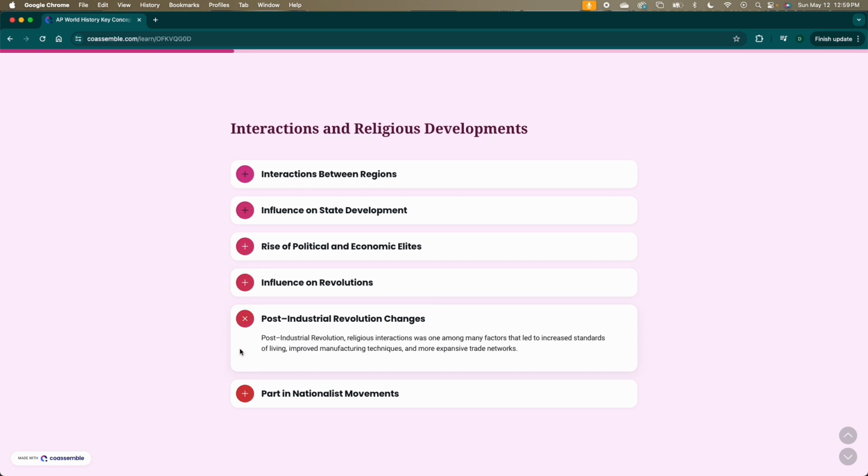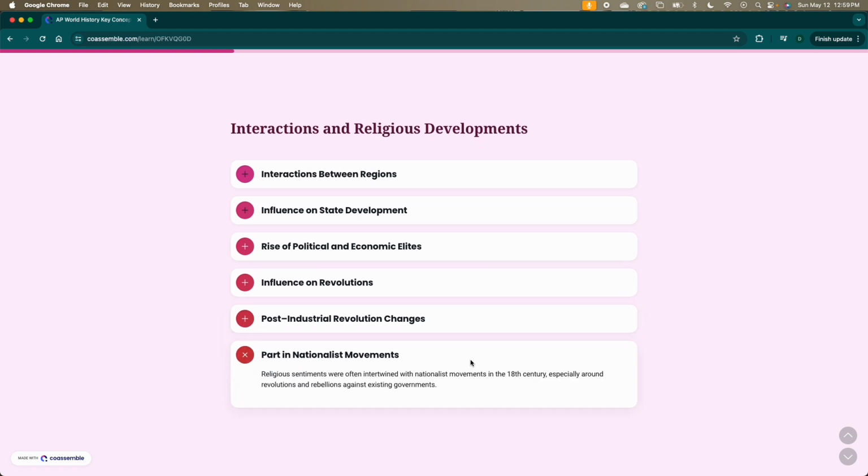So post-industrial revolution changes as well. Religious interactions was one among many factors that led to increased standards of living, improved manufacturing techniques, and more expansive trade networks. There's more causation there. And finally, its part in nationalist movements. Religious sentiments were often intertwined with nationalist movements in the 18th century, especially around revolutions and rebellions against existing governments.